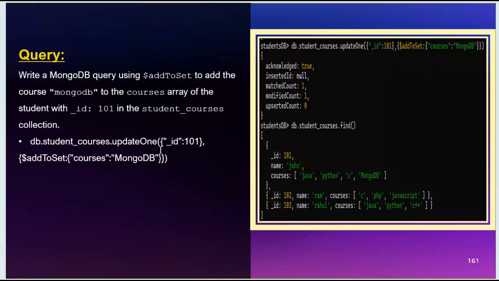The filter with ID 101 finds the student with that ID in the collection. And addToSet adds a value only if it is not already present. So courses: MongoDB represents adding MongoDB to the courses array. Now I'm going to add the course MongoDB for ID 101.